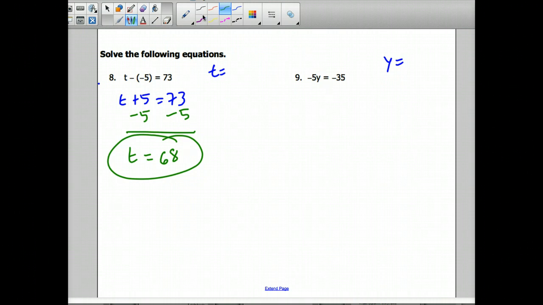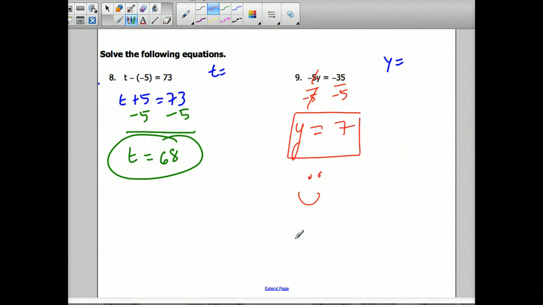Done. Alright, so on the next one, we have negative 5. That's understood to be times y, right, when they're right next to each other. So to undo that, we got to divide by negative 5. Whatever you do on one side, you have to do to the other. So that reduces to y, and that gives us negative 35 over negative 5 is a positive 7. Done.